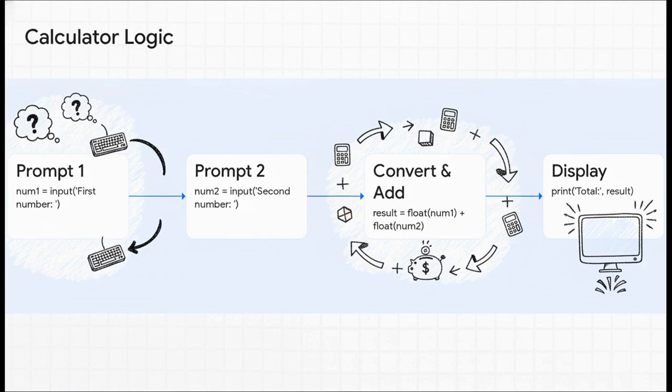In steps 1 and 2, the program pauses, asks for the numbers, and stores the user's text inside the variables num1 and num2. In step 3, we avoid that string trap entirely. We wrap num1 and num2 in the float function to convert them to numbers before the plus sign does its job. And we use float instead of int just in case our user wants to add decimal numbers. Finally, in step 4, the computer speaks back, seamlessly mixing our text and our final calculated variable.